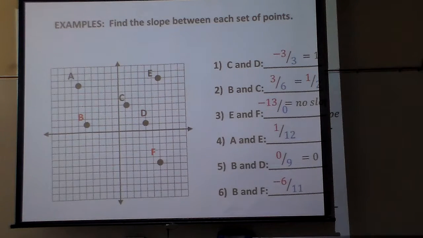And now let's try B to F. Well, it went over 11 and it went down negative 6. So the slope would be negative 6 over 11.